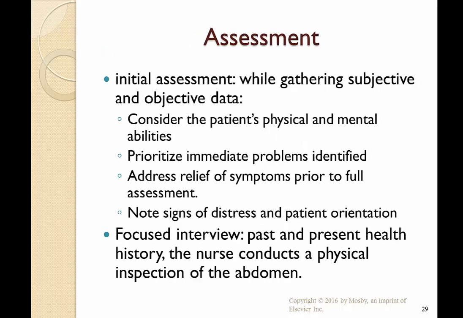So now we're going to talk about assessment. In our initial assessment, we're gathering subjective and objective data. We're going to consider where the patient is physically, what they're able to do, and mentally where they are in their thought processes, such as their level of consciousness, restlessness, those types of things. We need to prioritize immediate problems that are identified. We need to address relief of symptoms if needed before the full assessment is complete, such as pain and needing to void. And we need to note if the patient is having any signs of distress or within the patient's orientation.